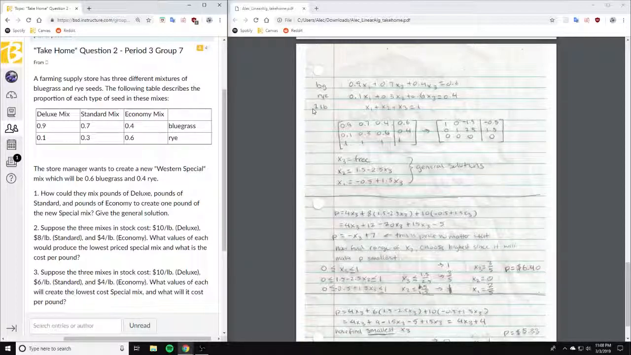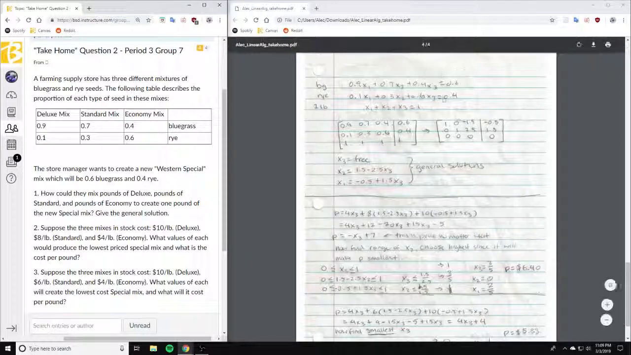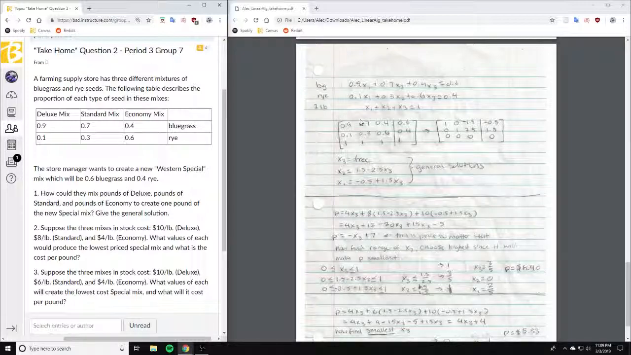pound. And remember, the last equation that we need is that the three mixes together need to add up to 1 pound, because if we were just to do one of these equations, what would happen is that we could possibly exceed 1 pound, and then our actual ratio wouldn't be 0.6 to 0.4. So we put these equations again into a matrix in order to find x1, x2, x3.